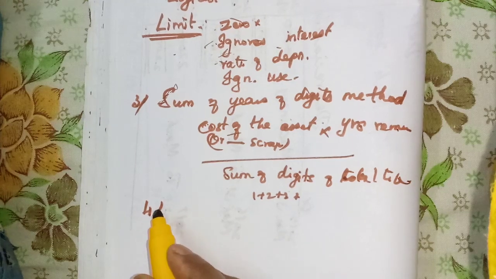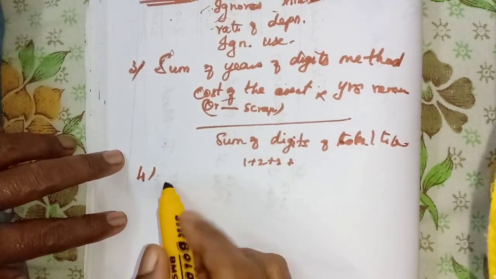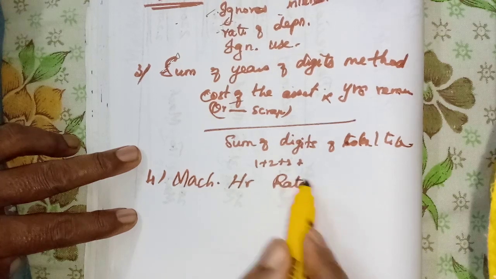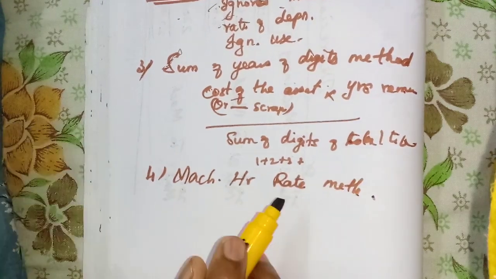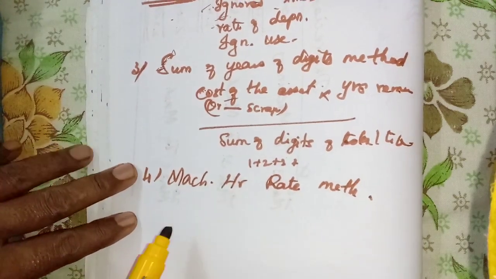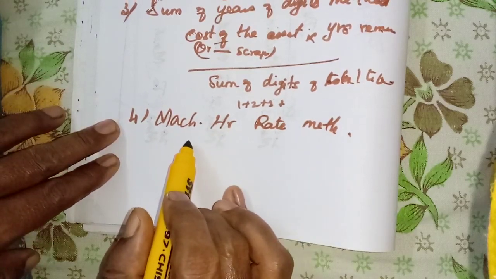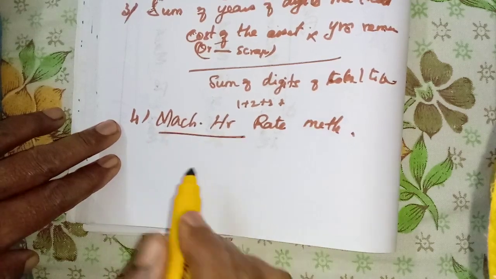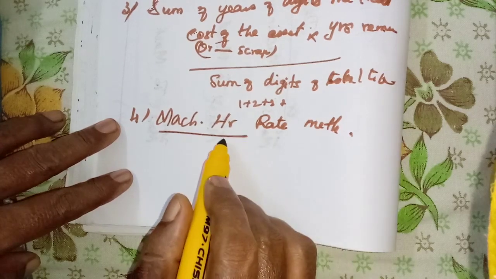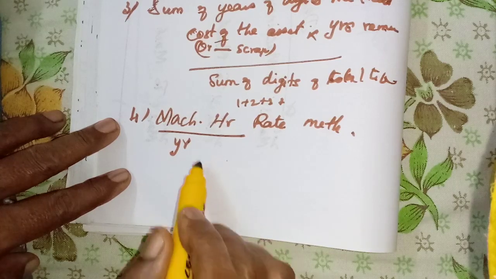The next method, machine hour rate method. Here we are not calculating the amount of depreciation for 1 year. They will calculate depreciation for one machine hour. Okay, for one machine hour, what is the depreciation? And they will calculate the machine hours for the whole year. Then they will multiply.